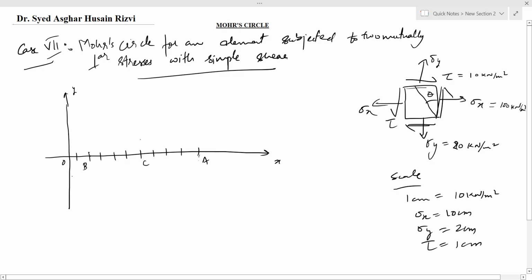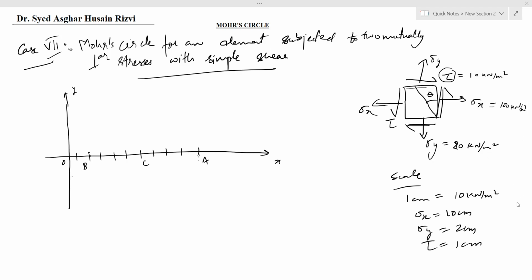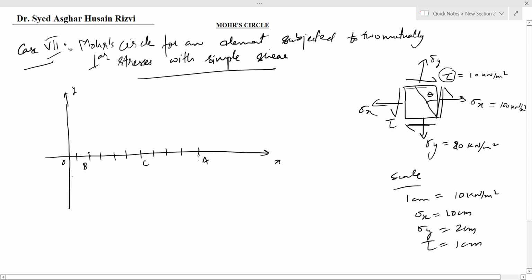In this case, we will also represent tau that is acting along the two planes. Tau, when producing clockwise moment, is considered as positive, and when it is producing anti-clockwise moment, it is considered as negative. We can see here that on this plane where sigma x is acting, the shear is rotating the element in anti-clockwise direction, so it is considered as negative. So we will mark 1 centimeter from here downward and mark this point as D.